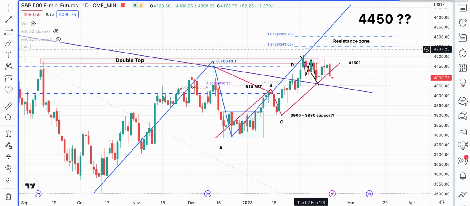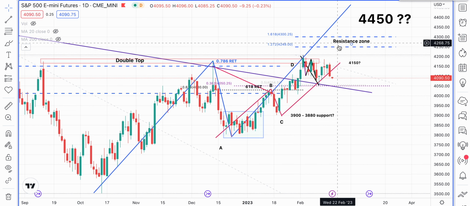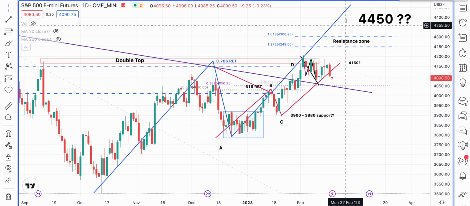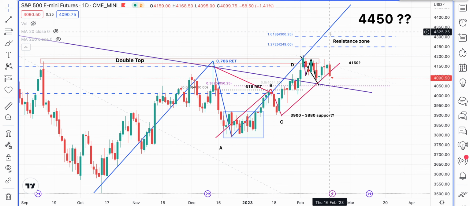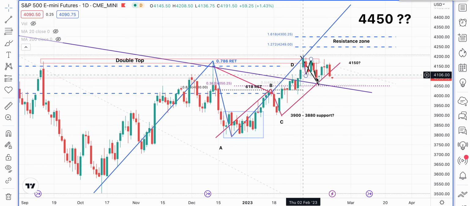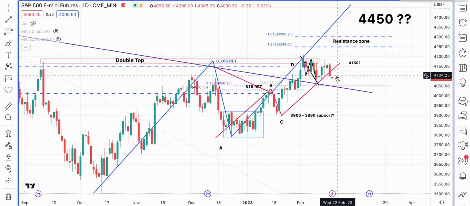Okay, so if the price does break above this double top formation, in fact it's a triple top coming from the structure here, we do have some upside targets of 4250 and 4300 before we could even speculate that the market would begin to move towards 4450. However, what we have seen today is because of the PPI data which came in stronger than expected, we have seen a fairly decent pullback.